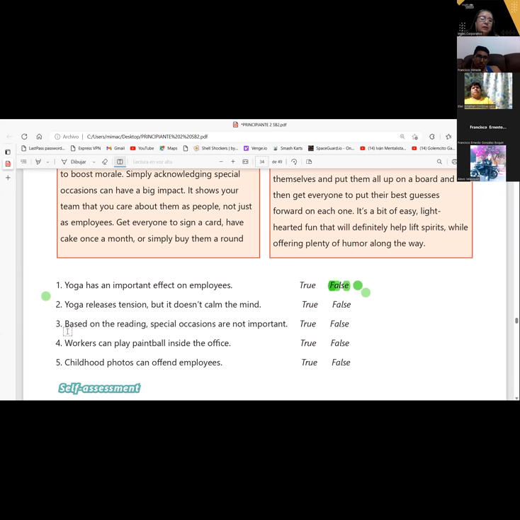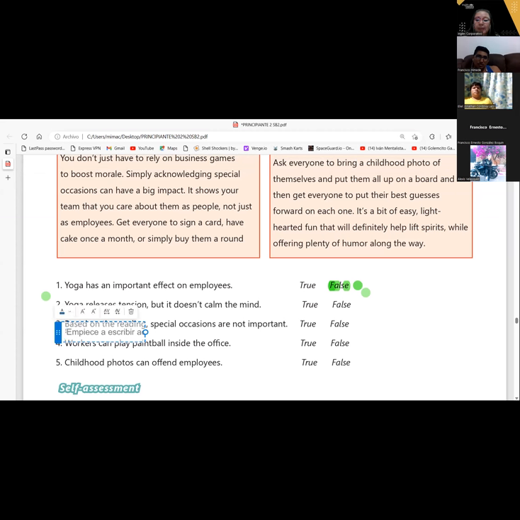Maybe false. Simply acknowledging special occasions can have a big impact. Okay. And because you have to write it in the correct way, so say it again: simply acknowledging. Acknowledging.